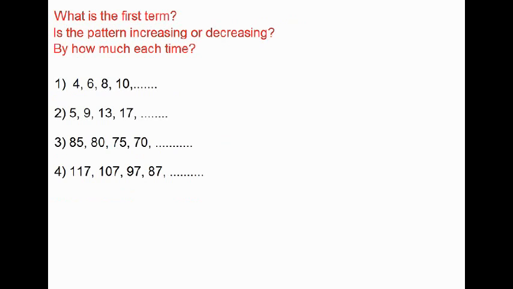So to finish off our lesson on linear number patterns, I'm going to get you to answer a few questions here. And for each one of these questions, I want you to answer those 3 questions. So for number 1, 2, 3, and 4, state what the first term is. State whether the pattern is increasing or decreasing. And finally, if it's increasing or decreasing, by how much each time. If you're able to answer those 3 questions for each one of these linear number patterns, congratulations, you now have a firm understanding of linear number patterns.